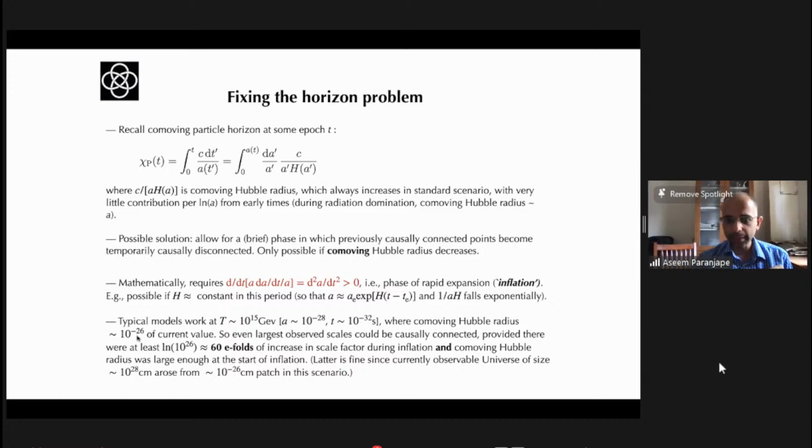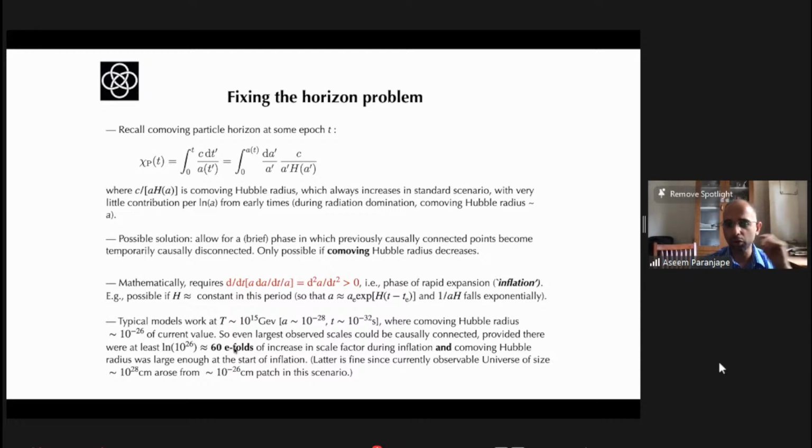Okay, so that is the constraint, which means that suppose I want the largest observed scales today to have been causally connected around this epoch, because this is the epoch where I want inflation to occur. So then, prior to this epoch, the amount of inflation that I need will be approximately log of 10 to the plus 26. Okay, so that I create a 10 to the plus 26 amount of inflation, and then standard expansion will give me 10 to the minus 26 in the Hubble radius. So log of 10 to the plus 26 is 60 e-folds.